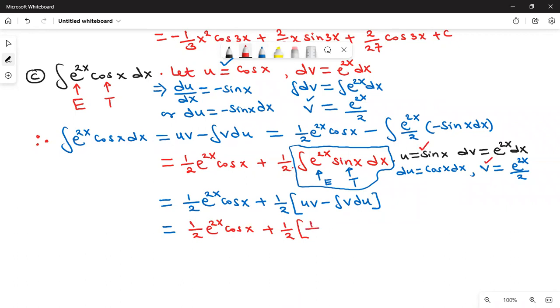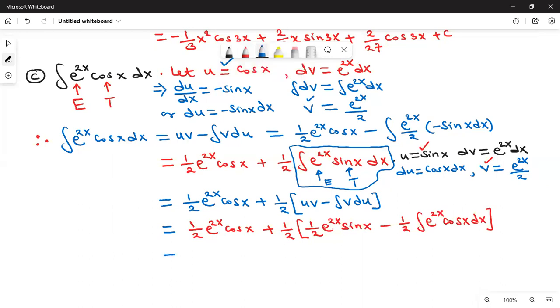That will give us 1 over 2 exponential 2x times sine x minus the integral of v du. So that will give us 1 over 2 integral of exponential 2x cos x dx. When you substitute, you get that. Let me open the bracket.